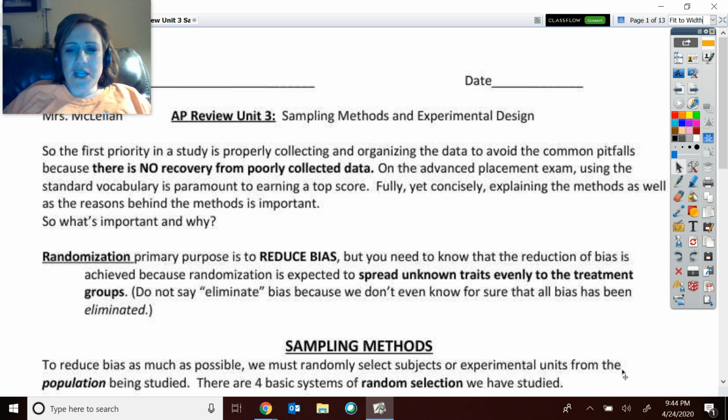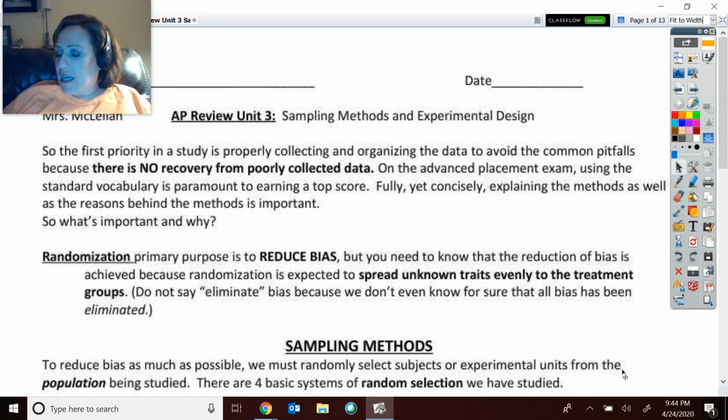Hi guys, we're going to go ahead and do our review for the sampling methods and experimental design. We did these all the way back in the very first part of the year. It's actually Unit 3 of the College Board Review, but we did it first because in a real experiment, sampling and collecting your data and designing that experiment are the first things that you would do in that experimental process.